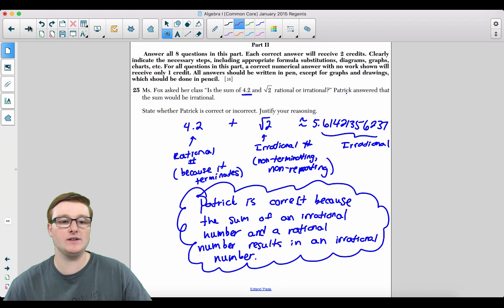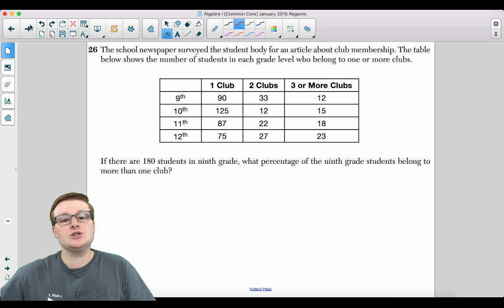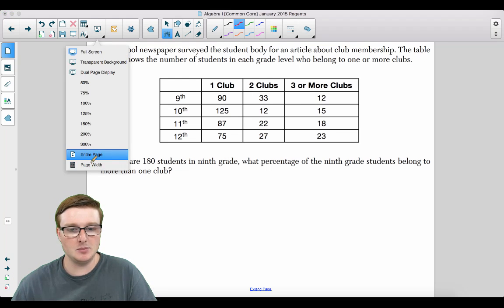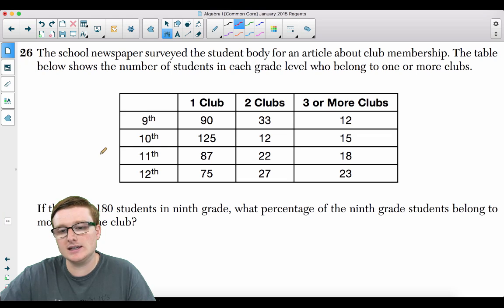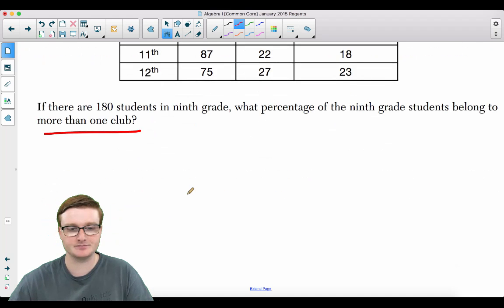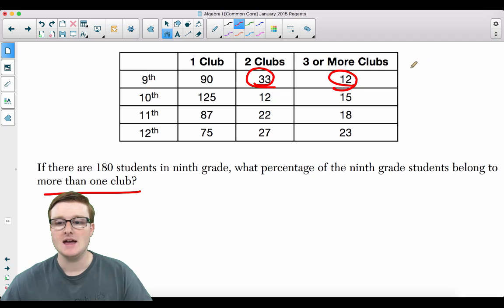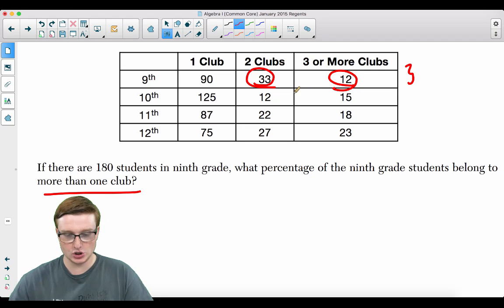Moving on to question 25. The school newspaper surveyed the student body for an article about club membership. The table below shows the number of students in each grade level who belong to one or more clubs. If there are 180 students in the 9th grade, what percentage of 9th graders belong to more than one club? So more than one club, you need to know that more than one club is 2 clubs or 3 or more clubs. Now, of these people surveyed, there's 90, 33, and 12.